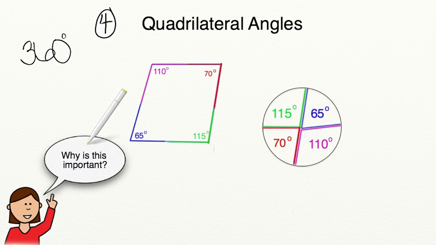Why is this important? Well, if we know that the sum of all four angles on a quadrilateral will always equal 360 degrees, that means that we can always find the missing angle as long as we have the three remaining measurements. Let's go ahead and take a look at two different ways that you can find this missing angle.